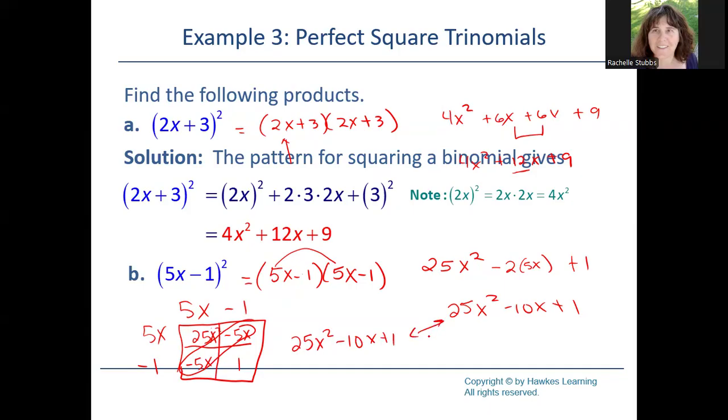Either way is fine with me. I don't care if you can recognize the pattern or not. You'll get there.